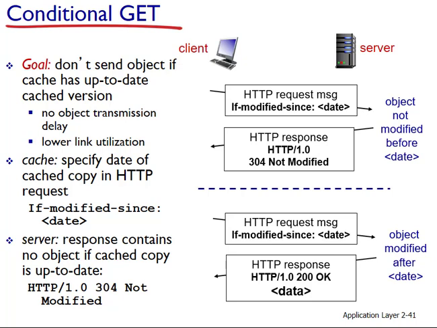Note that this last response message has 304 Not Modified in the status line, which tells the cache that it can go ahead and forward its cached copy of the object to the requesting browser. This conditional GET is telling the server to send the object only if the object has been modified since the specified date. If the data has been modified since the date indicated, the origin server returns the updated data.